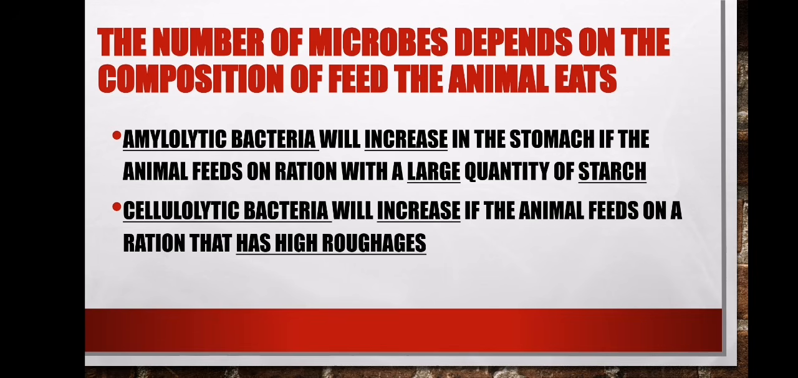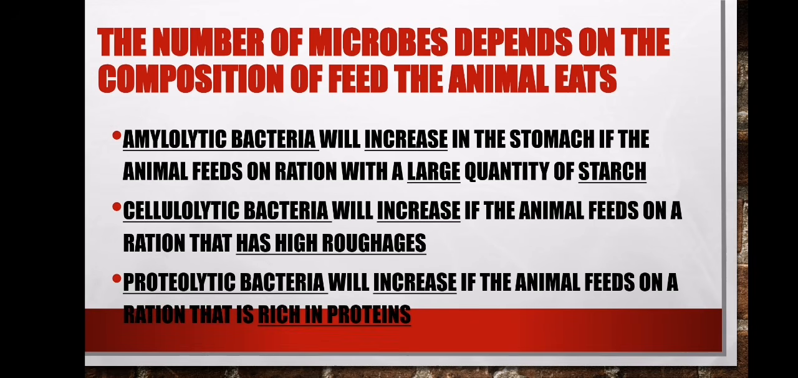Cellulolytic bacteria will increase if the animal feeds on a ration that has high roughages. So you give the animal more roughages, and the number of bacteria that digest roughages or cellulose will be more in the stomach. The last one, proteolytic bacteria, will increase if the animal feeds on a ration that is rich in what? In proteins. That's what you have to understand.